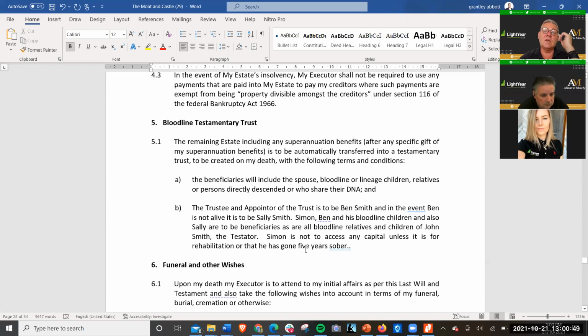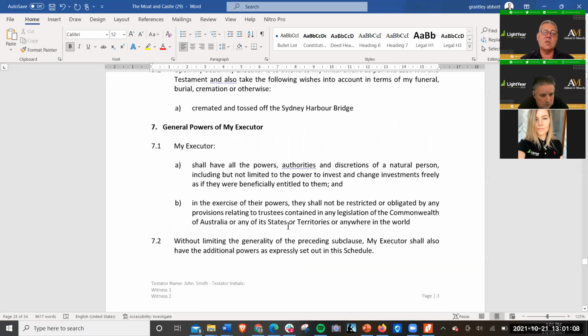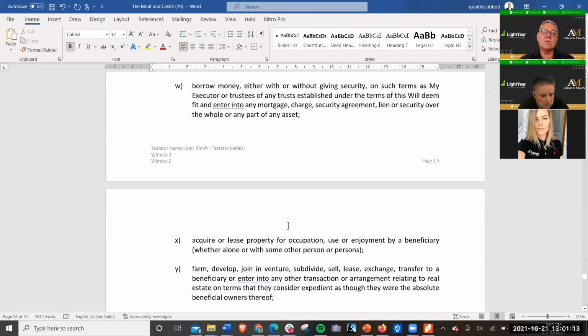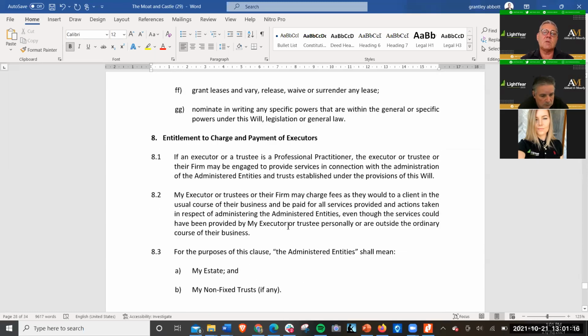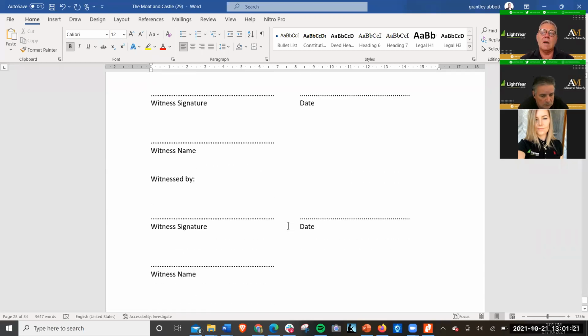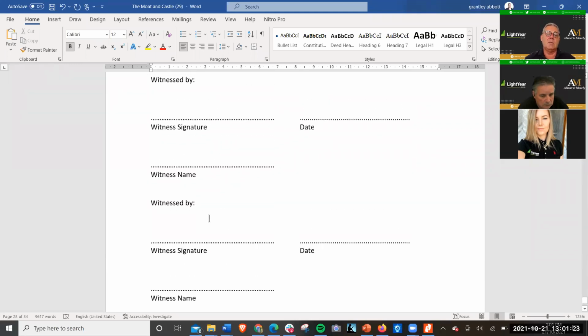So the remaining estate, including any super benefits after any specific gift of my super benefits, is to be automatically transferred into a testamentary trust to be created on my death with the following terms and conditions. Beneficiaries will include the spouse, bloodline, and so on. The important part of the trust is that the trustee is to be Ben Smith, in the event that Ben is not alive. So that's all the stuff that we did before. And then we've got funeral and other wishes, general powers of the executor, and then specific powers. And then we go into trust powers as well, testamentary trust powers, etc. So that's a nice little different way of doing things.